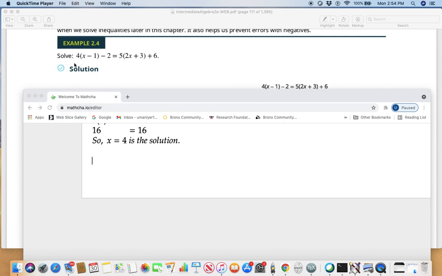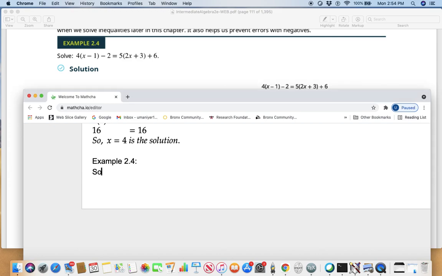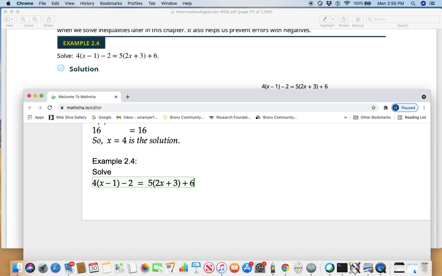Welcome back. Now let's try problem example 2.4. Another kind of example, right? You're looking to solve this particular equation: 4 times (x minus 1) minus 2 equals 5 times (2x plus 3) plus 6.